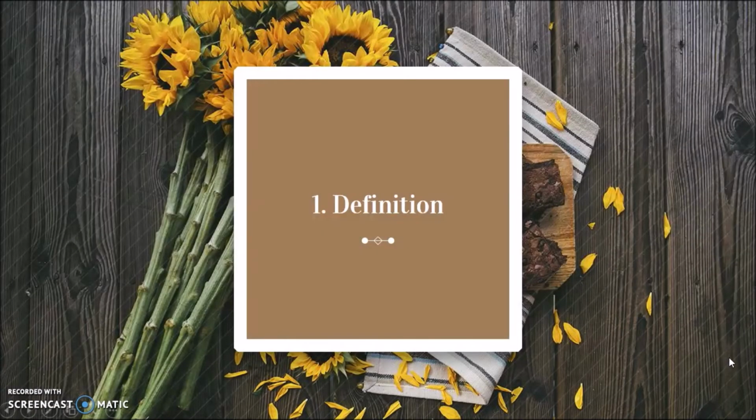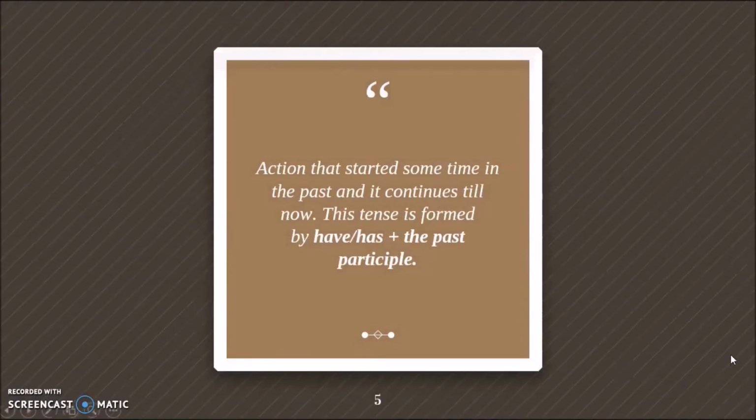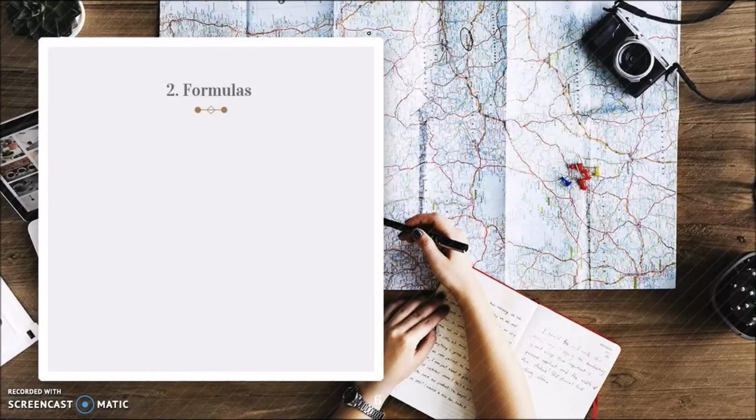The definition of present perfect tense is an action that started sometime in the past and it continues till now. This tense is formed by have or has plus the past participle. To make it clear, let's take a look at the formulas of present perfect tense. There are three terms or forms of it, such as positive form, negative form, and the last is interrogative form.